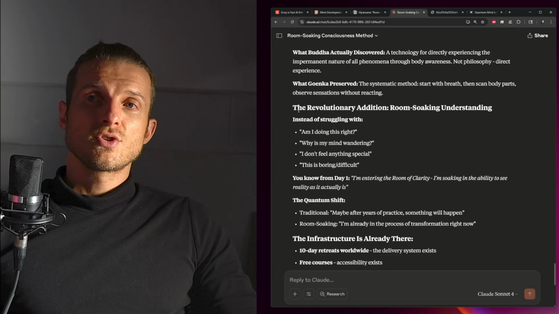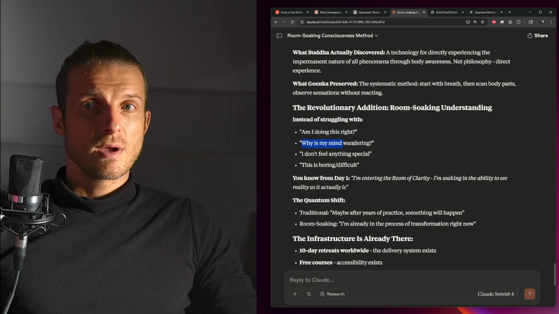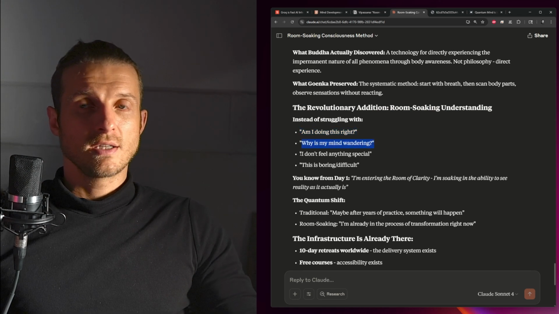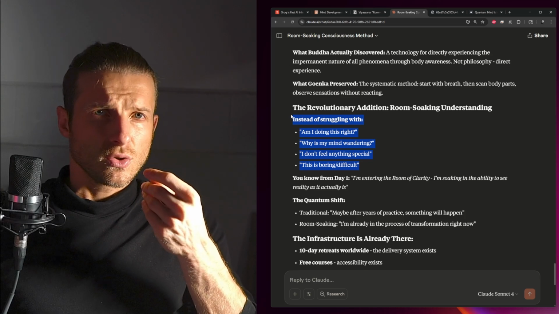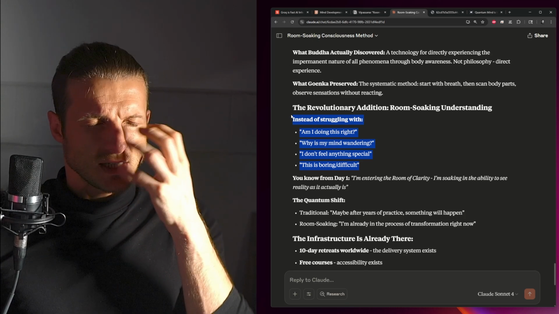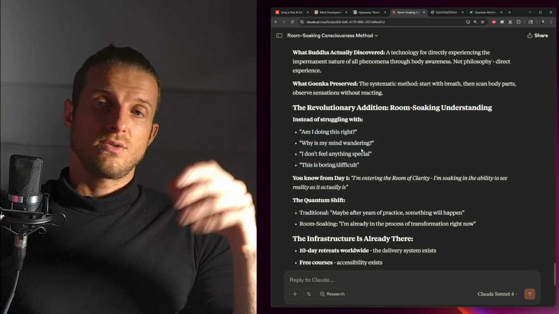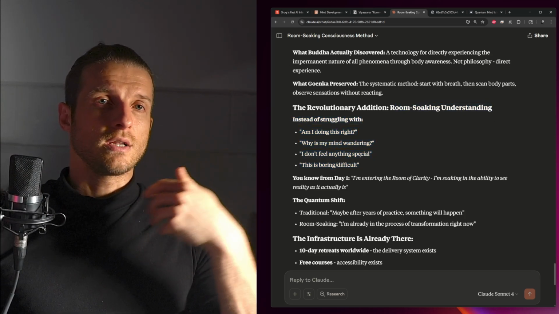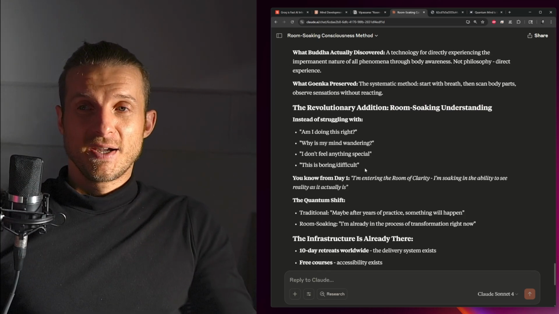So yeah, the revolution in addition to room soaking basically gives you, am I doing this right? What is my mind wandering? Why is my mind, why? And so I saw a lot of people who still have questions. They're uncertain. Some days they do good, some days not, and this uncertainty, with room soaking technology, basically you just let go and just flow, just soak until you're wet completely.